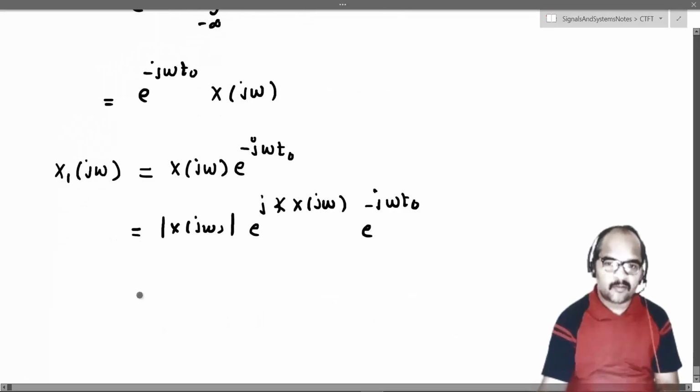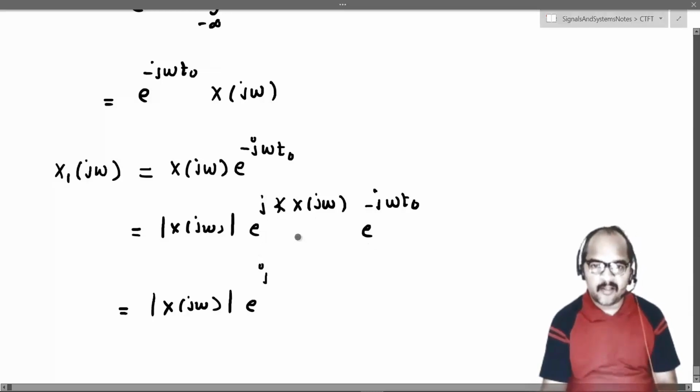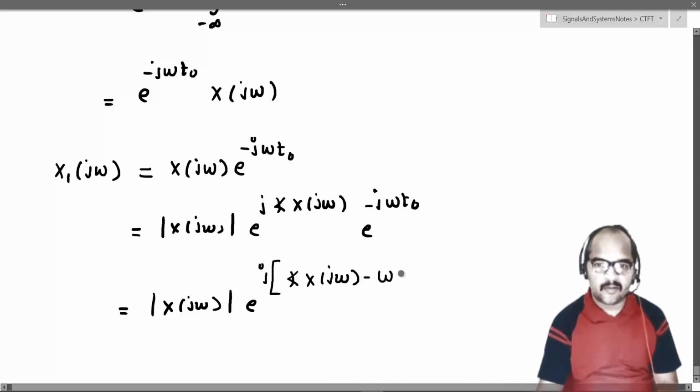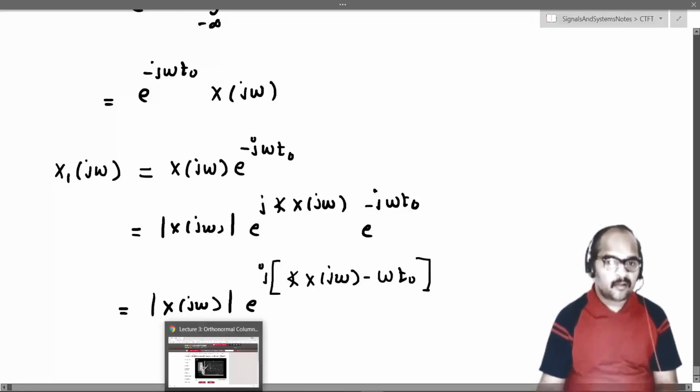So this simplifies to how much? Modulus of X of j omega multiplied with e power j. Because both have the same base, we can add the powers. So you'll get e power j times angle of X of j omega minus omega t naught. Okay, so what happened?